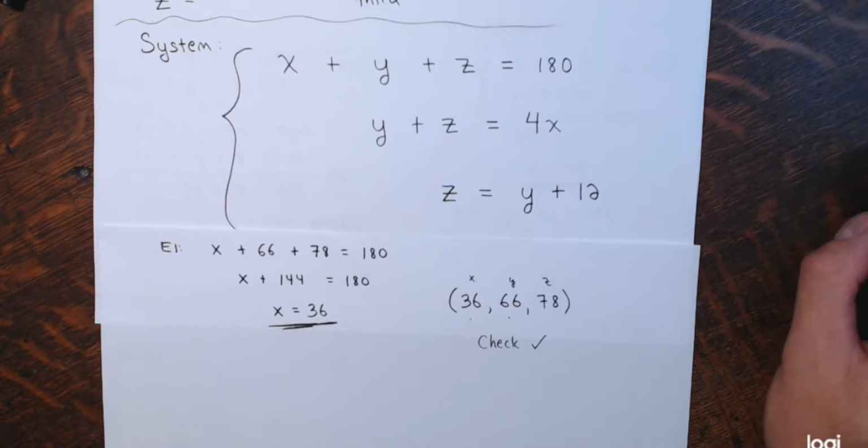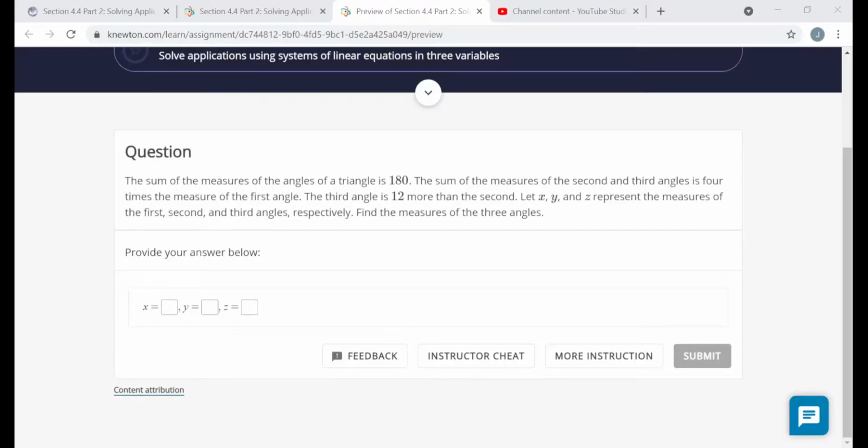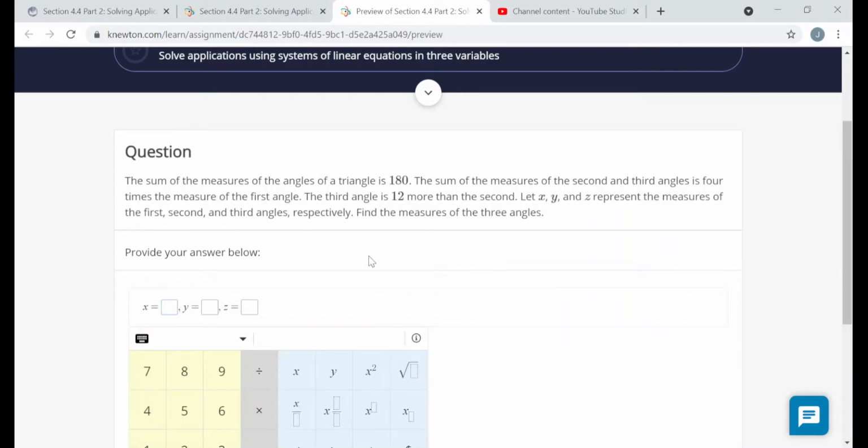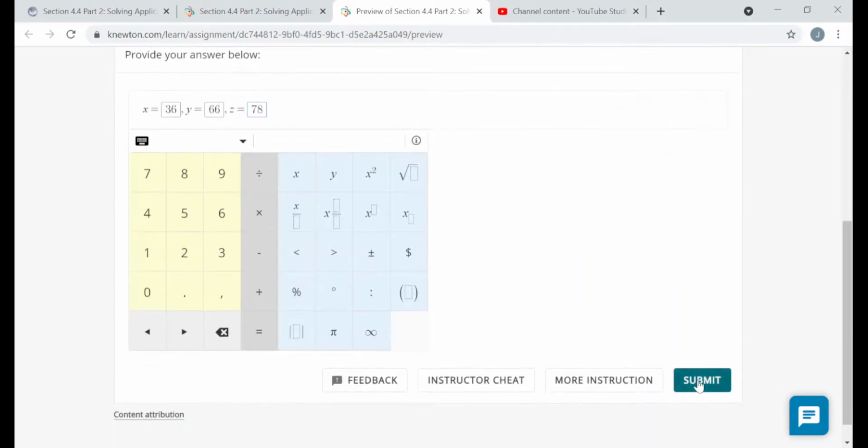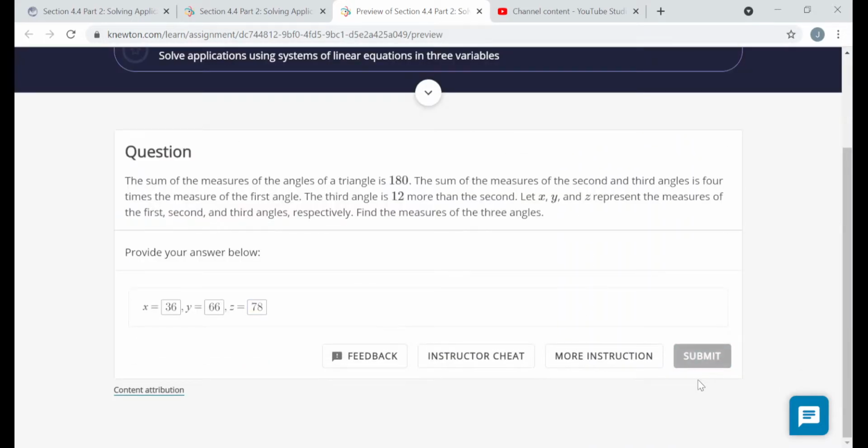So back on the assignment page, those numbers are what I'm entering. Again, just pay attention to what variable was what. That first angle, x, measured 36 degrees. Just fill in the boxes. The second angle, y, measured 66 degrees. And 78 for z. And don't put the degree symbol. They just want numbers. And there we go, submit.